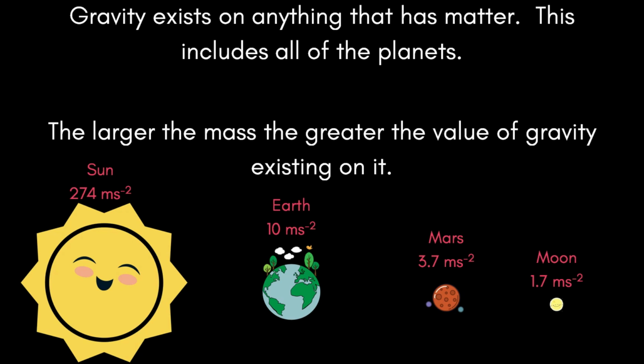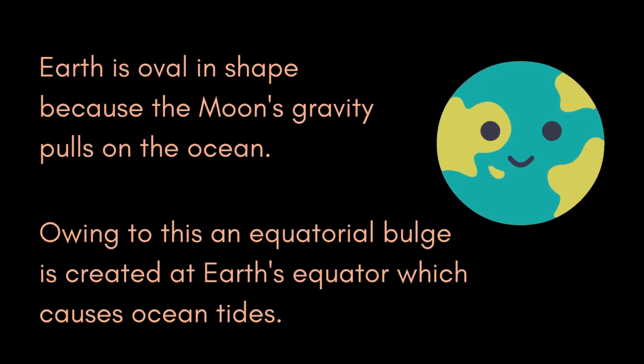Look at the sun. The value of gravity on the sun is 274 meters per second squared, whereas the value of gravity on Earth is 10 meters per second squared. The value of gravity on Mars is 3.7 meters per second squared, and the value of gravity on the Moon is 1.7 meters per second squared.